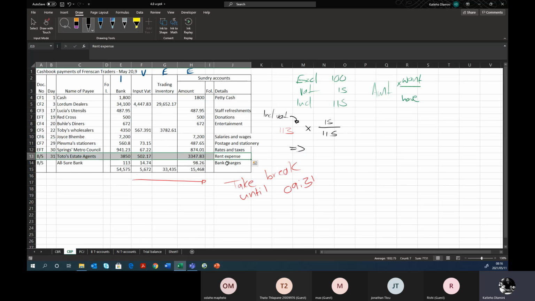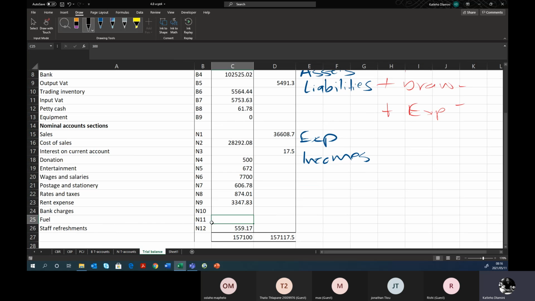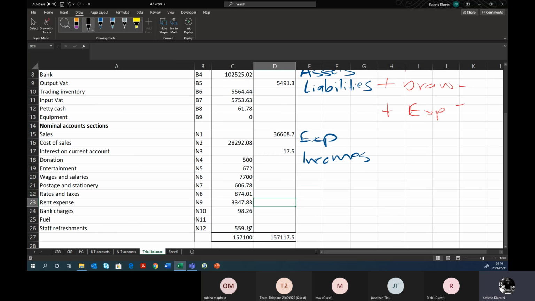Okay, so bank charges over here from All Shore Bank. My contra account is still bank account, like I said. So that's for 98 rand and 26 cents. And I'm going to put that in there with my contra account being bank account. All right. Then I'm going to go to my trial balance and charges, and I'm going to put that amount in there. All right. Then fuel is the next one.